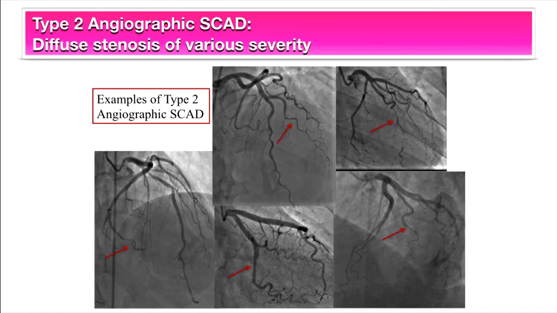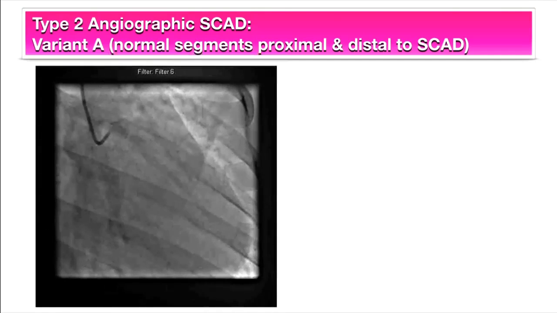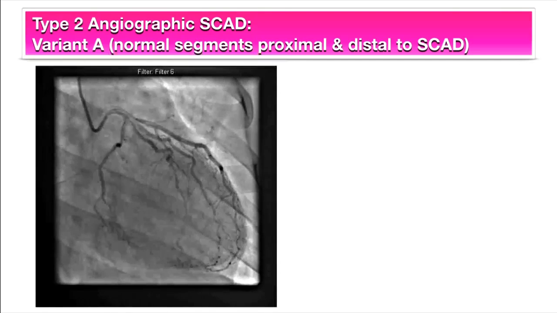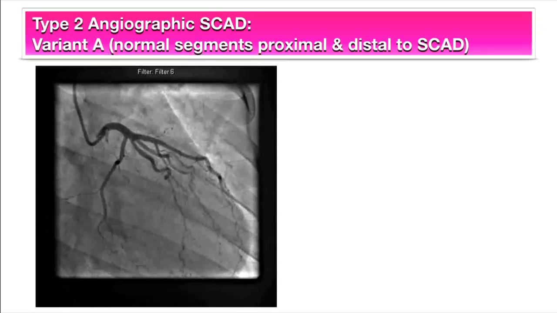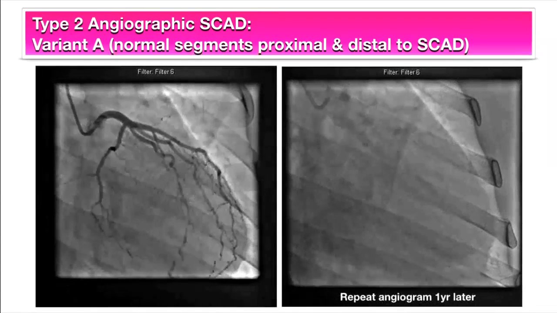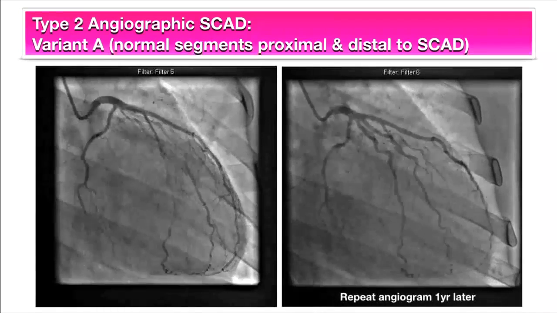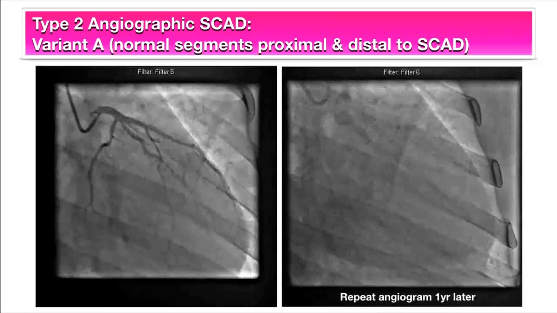Now, type 2 angiographic SCAD involves diffuse stenosis of various severity, and these are examples here. We have subcategorized it into variant A, where you can have normal segments, proximal and distal to the SCAD segment, as shown here in the ramus intermedius artery. And about a year later, repeat angiogram on this patient showed normalization of the same segment in the ramus intermedius.